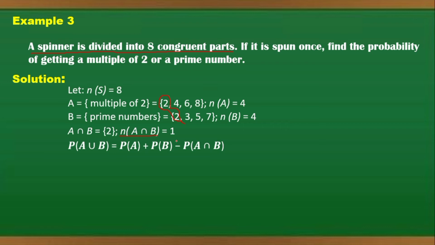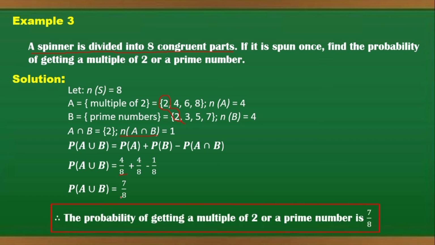And now, let's substitute. Probability of A union B is equal to probability of A plus probability of B minus probability of A intersection B. Probability of A union B is equal to 4 over 8 plus 4 over 8 minus 1 over 8. Let's add 4 plus 4 and subtract 1. So we get an answer of 7 over 8 because 4 plus 4 is equal to 8 and minus 1 is equal to 7, and just copy our denominator 8. Therefore, the probability of getting a multiple of 2 or a prime number is 7 over 8.